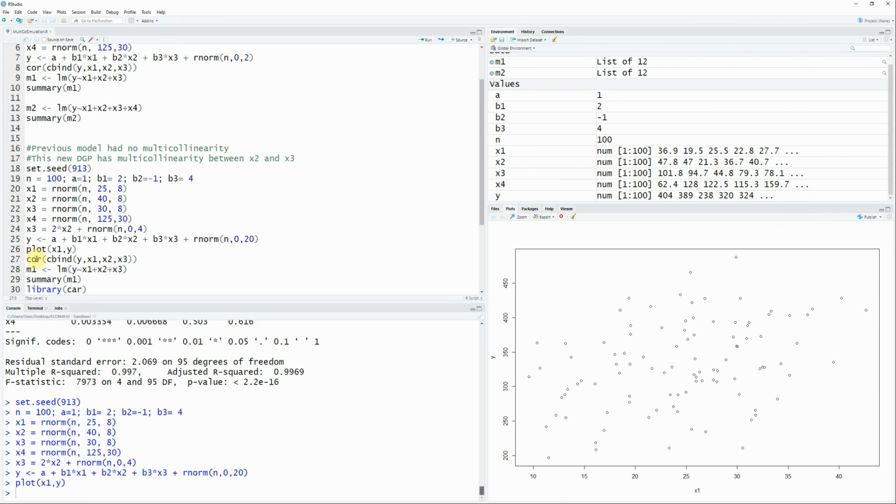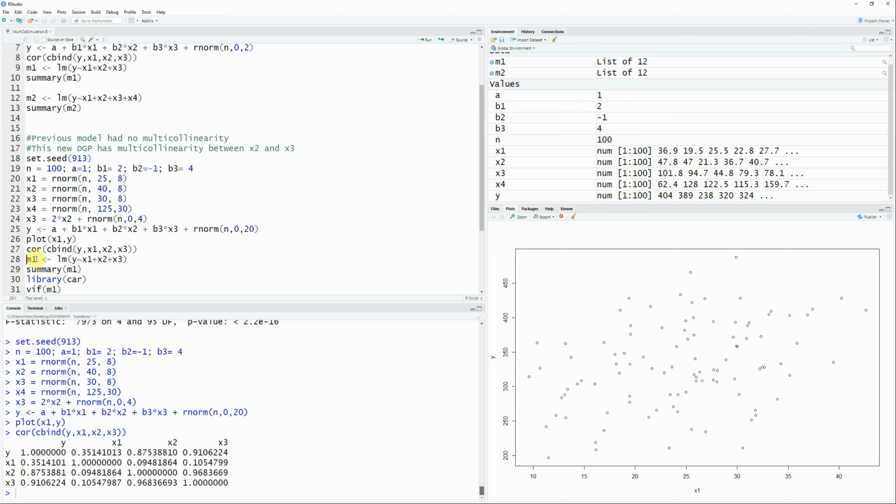But x1 and y, that's a positive, shows maybe a little bit of a positive relationship. Let's look at the correlation. Again, correlation between y and the right-hand side variables is a good thing, but what we really want to check here is the correlation between your right-hand side variables. You can see that x3 and x2 is like 0.96. That's a very, very, very high number. They're highly correlated. So by that, we know that we're going to have a multicollinearity problem.